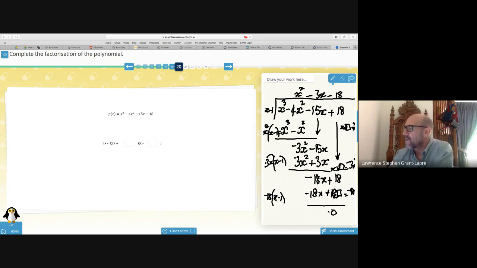So it's perfect. The answer is x cubed. If we factorize x squared minus 3x minus 18, two numbers that multiply to give negative 18 and add to give negative 3 will be negative 6 and 3. So we want a positive 3 in there and a minus 6 in the second one. A 3 and a negative 6.